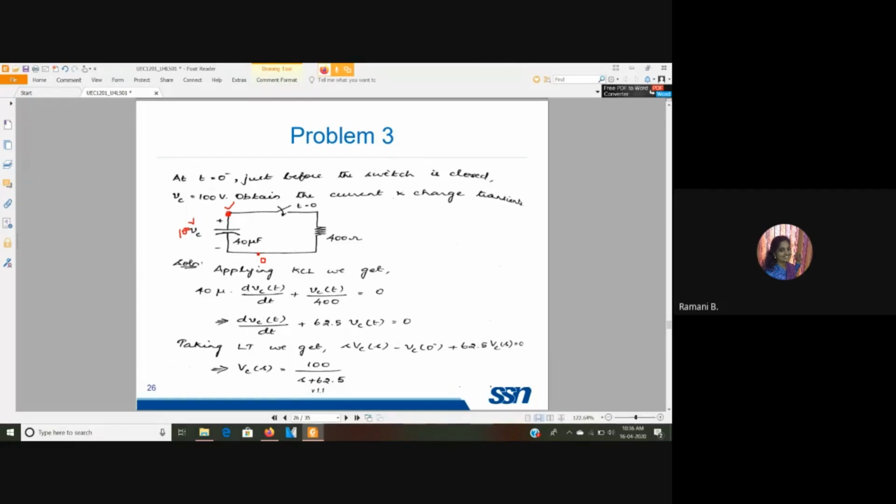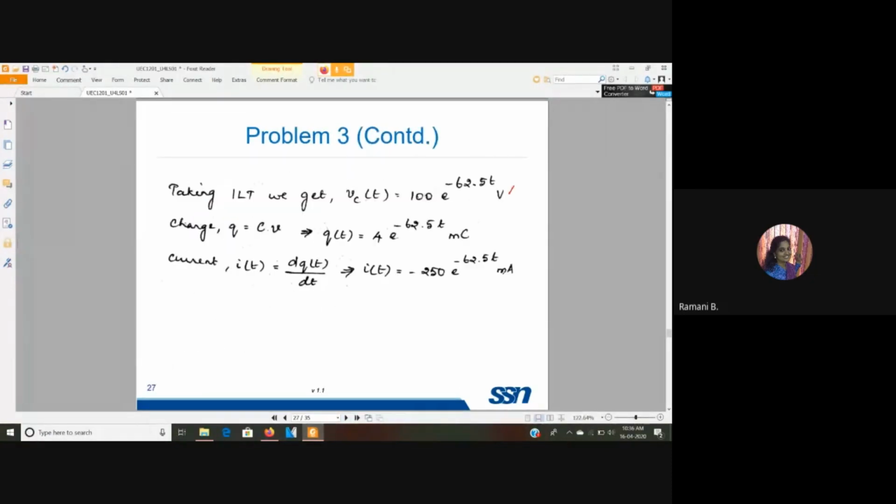Now dividing by 40 micro, you will have this equation, and taking Laplace transform, you have S VC of S minus VC of 0 minus plus 62.5 VC of S is equal to 0. Now you are given the initial voltage in the capacitor as 100 volt. So we substitute VC of 0 to be 100. So we get VC of S is equal to 100 by S plus 62.5. Taking inverse Laplace transform, we get VC of t is equal to 100 into e power minus 62.5 t volts. So now we have the voltage.